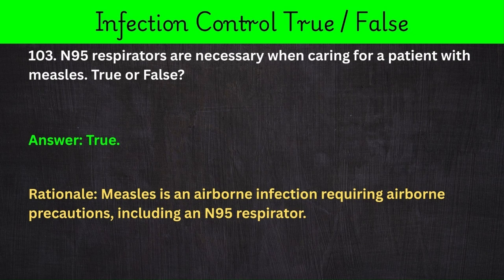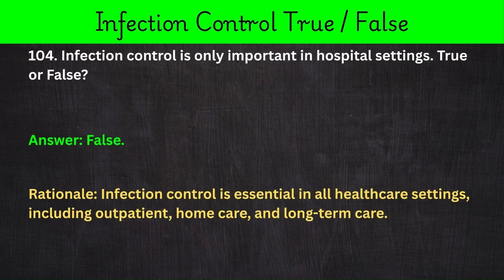True or false? Answer: true. Rationale: measles is an airborne infection requiring airborne precautions, including an N95 respirator. 104. Infection control is only important in hospital settings.